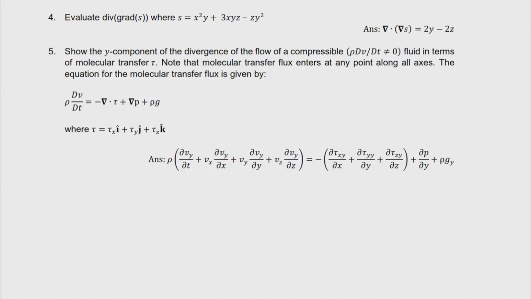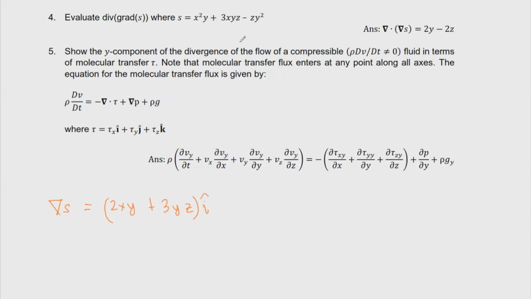Okay, so for problem 4, as you can see here, we need to take the gradient of s first, and then we need to take the divergence of that gradient. So basically, we need to first find the gradient of s. So we just have something like this, nabla s, and that is actually equal to taking the total differential with respect to the partial derivative and then incorporating the direction. So with that, we have 2xy, and then we add 3yz, and then minus, we don't have any x, so that is the i direction. Okay, so this is our i direction.